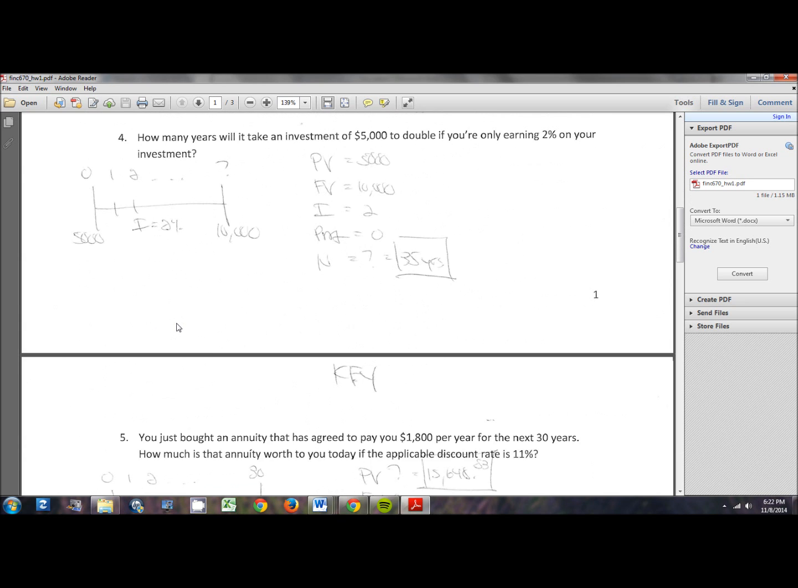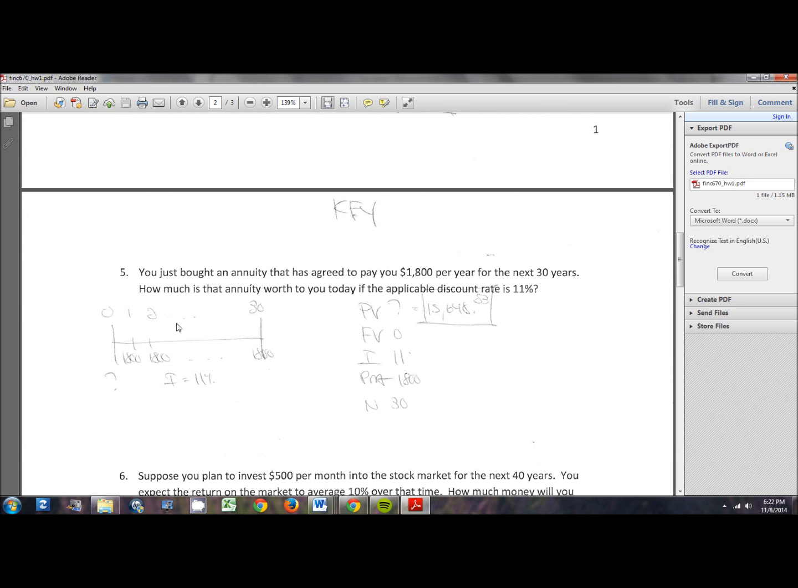Number 5. I think number 5 is a good problem to go through because it's an annuity problem, and I just wanted to make sure you understand how to solve a basic annuity. Suppose you just bought an annuity that has agreed to pay you $1,800 a year for the next 30 years. How much is that annuity worth to you today if the applicable discount rate is 11%?